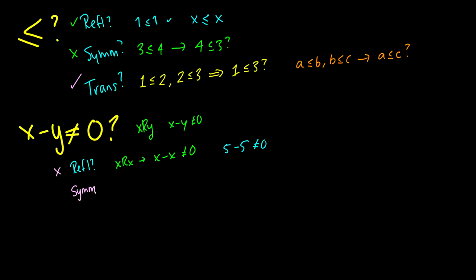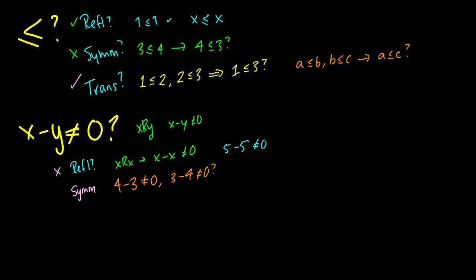What about symmetric? Let's take the numbers 4 and 3. 4 minus 3 is not equal to 0. Is 3 minus 4 not equal to 0? It seems like this is the case, but let's try something else just to see.